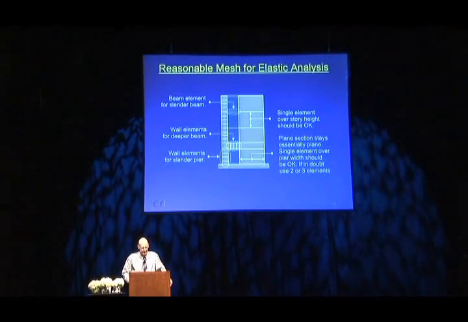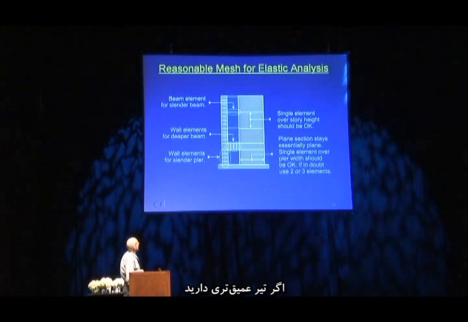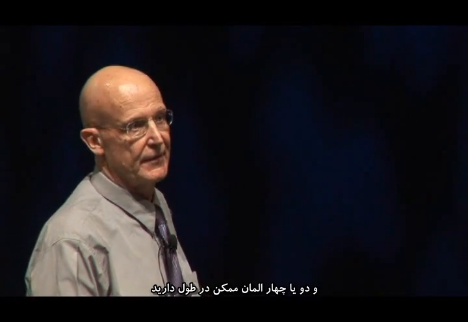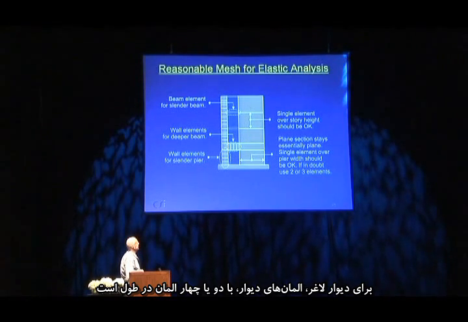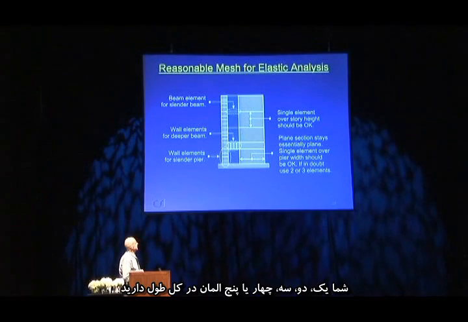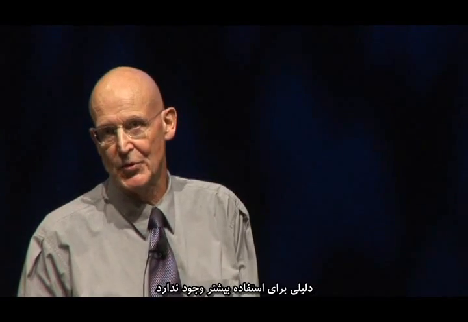So based on this, what might be a reasonable mesh if you're doing an elastic analysis? This is what I'd say: if you have a slender beam, I would suggest using a beam element. If you have a deeper beam, then you might consider using wall elements and 2 or possibly 4 elements along the length. For a slender pier, wall elements and 2 to 4 elements along the length. For the wide pier, which is basically a vertical cantilever, you really have 1, 2, 3, 4, 5 elements over the length, if you only use 1 element over each of these stories. So a single element over the story height, I think, should be okay. There's no reason to use more than that.